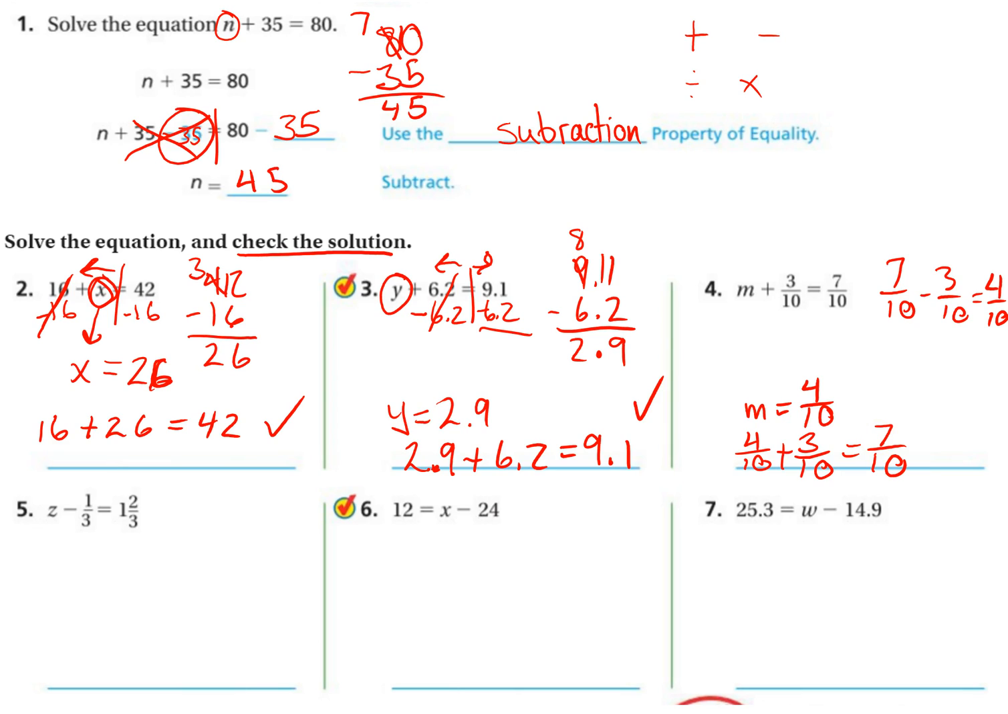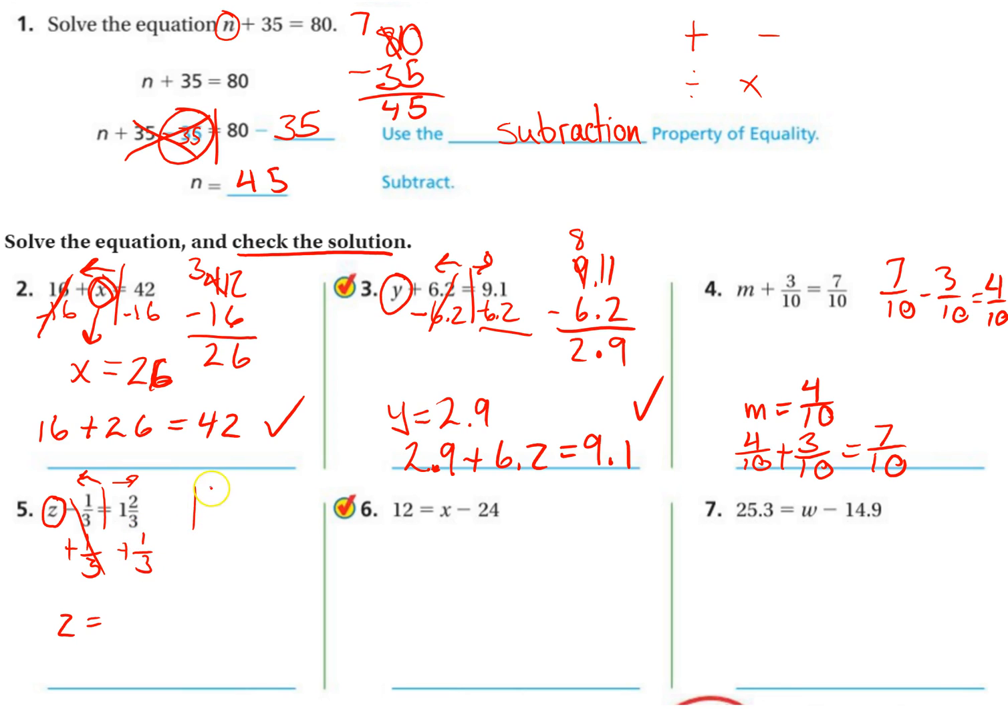Okay, let's go on to number 5. Again, I want the variable by itself. So I want just a z on the left side, and in this case, I want a number on the right side. So letter by itself. So I have a negative or a minus 1/3, so I want to do the opposite, which would be plus 1/3, same number. Since it's the opposite, it cancels it out. We get rid of that, leaving just our z. And then on the other side though, what I do to one side of the equal sign, I have to do to the other. So I plussed 1/3 over here, so I have to plus 1/3 over here.